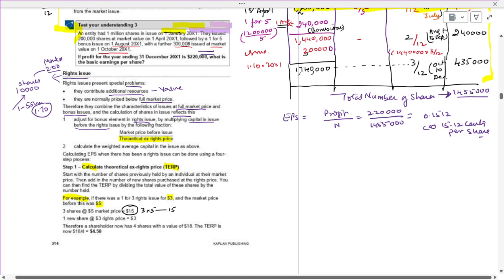You are getting 1 share, 1 share into 3, which is 3. Now you are having 4 shares, and the total value is 18. Total number of shares is 4, total value is 18. The theoretical X rights price is total value divided by total shares. How much do you get? 4.5.